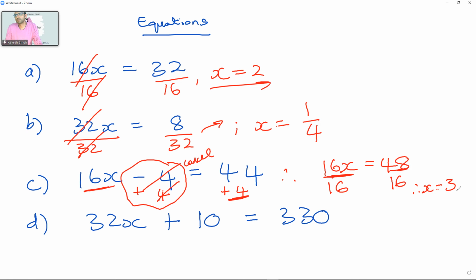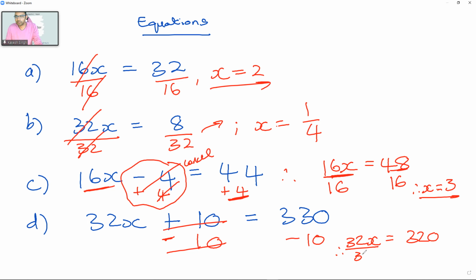Does that make sense? The next one, we're going to minus 10, right? Does that make sense? You'll be minus 10 here. All right. So what's 10 minus 10? 0. And what's 330 minus 10? 320. So we have 32x equals 320. Then we divide both sides by 32, and we get x equals 10 from this. And then we stop there.